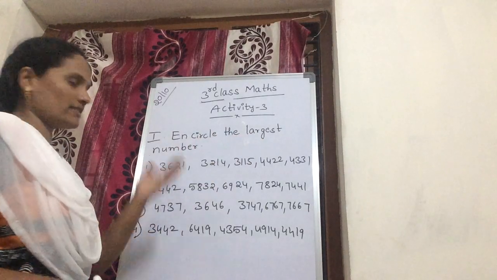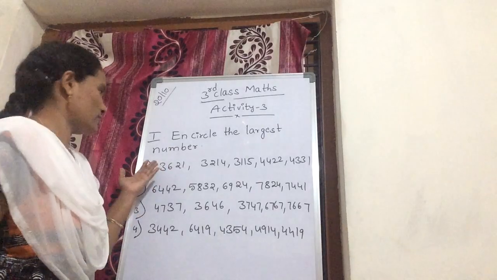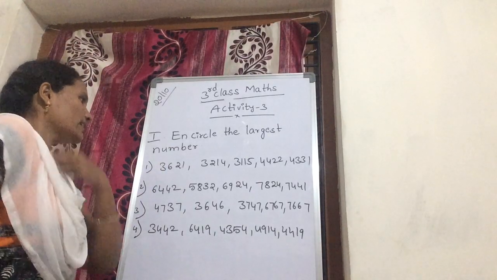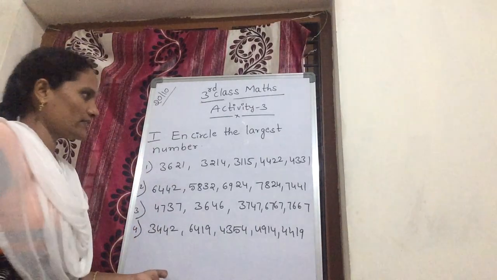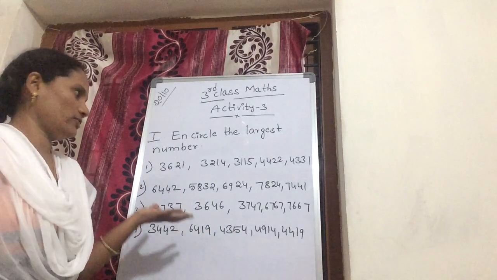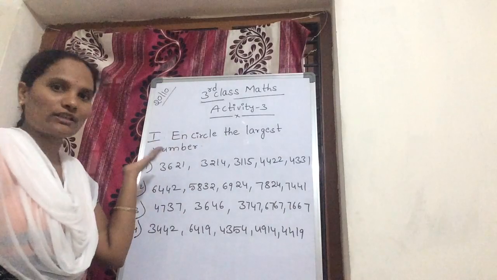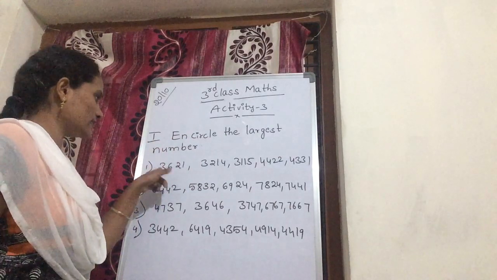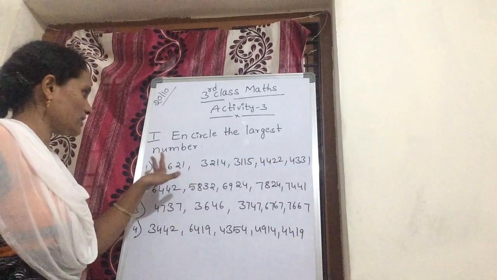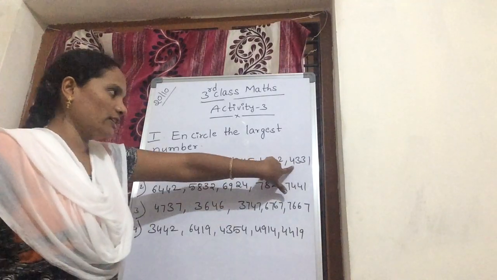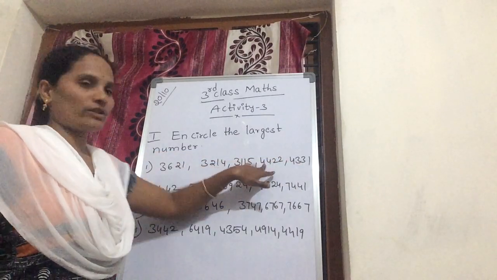Encircle the largest number. Tell me, children, how to find out which one is the largest number. First, whatever numbers you get, check how many digits they have, whether they have 100 place values or 1000 place values. These are all 1000 place values. So we are checking in the first, 1000 place. Here 3, 3, 3 and 4, 4. So these are 3, 3 and these both are having 4. These are both 4 compared with the 3. 4 is the biggest one.